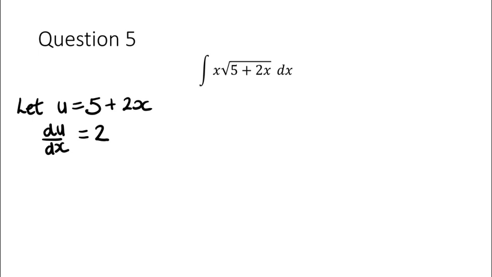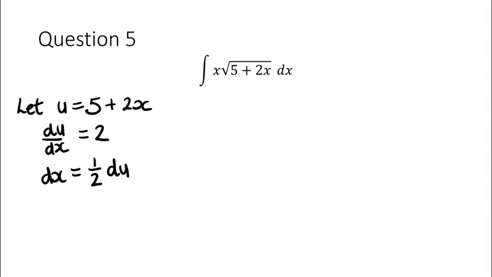So if u is 5 plus 2x, du by dx would just be 2. And dx would just be a half du. So that's going to come in handy when we start to sub everything in shortly. So I can replace the dx with a half du. The 5 plus 2x gets replaced with a u. Everything is nearly in terms of u, with the exception of that x. So I'm going to need to replace that x with a u as well.